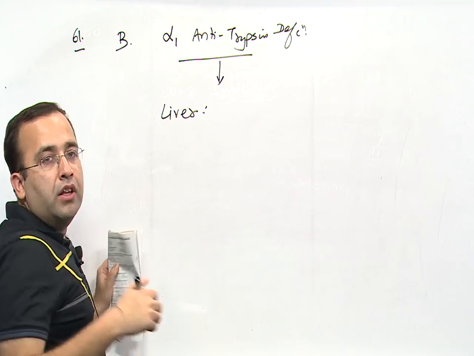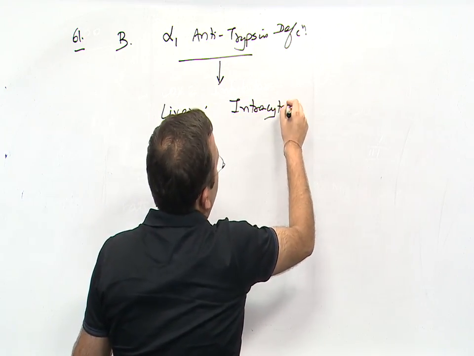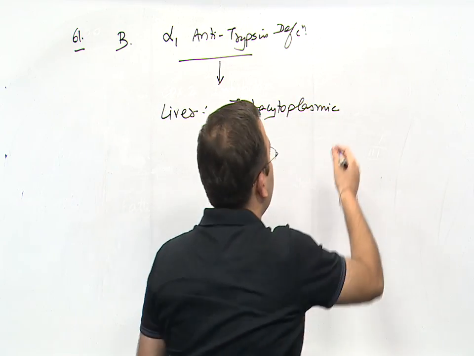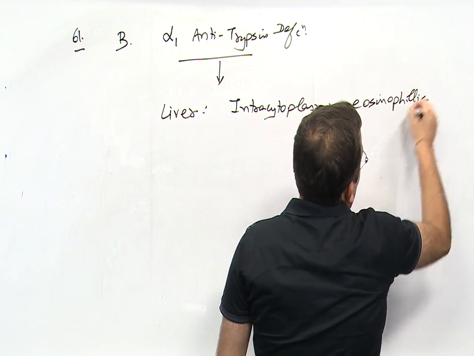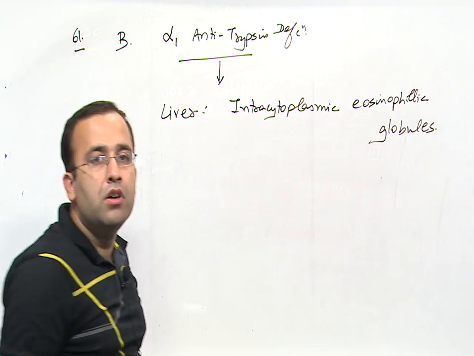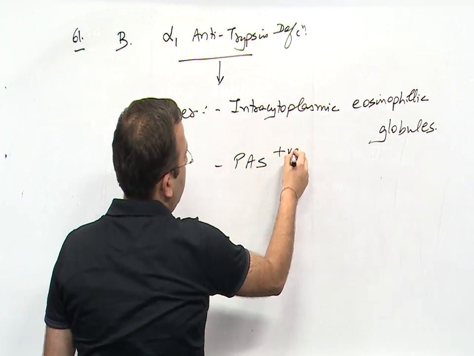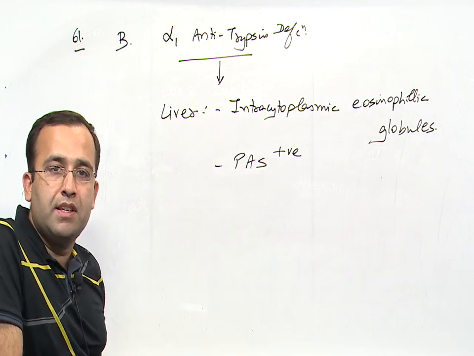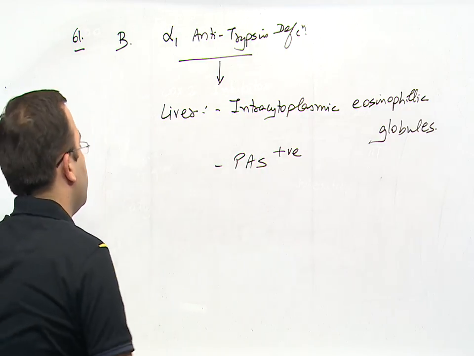In the liver, this is associated with intracytoplasmic eosinophilic globules, which are also PAS positive in nature. These intracytoplasmic eosinophilic globules are periodic acid-Schiff positive, or PAS positive.